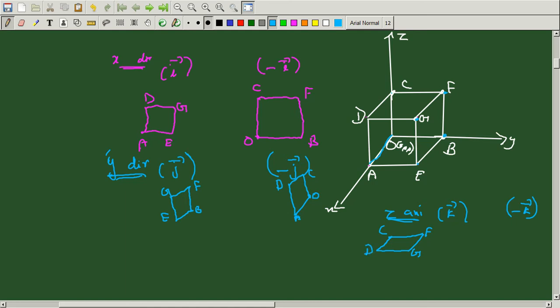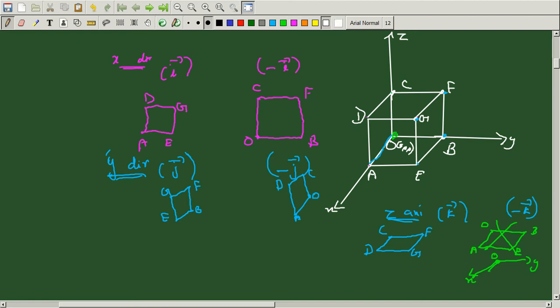For the opposite of k, the minus k direction, you have to start from O. So that is O, B, E, A. This is O, B, E, A. Actually, this surface is located on the x-axis and y-axis, that is, the XOY plane. So this surface is not included as per the given question.